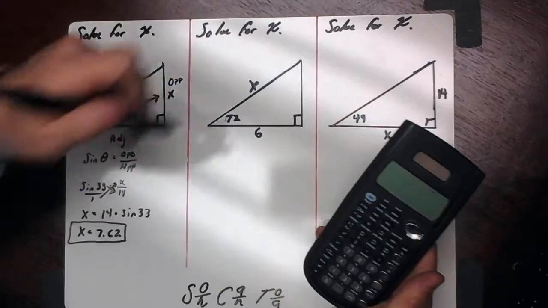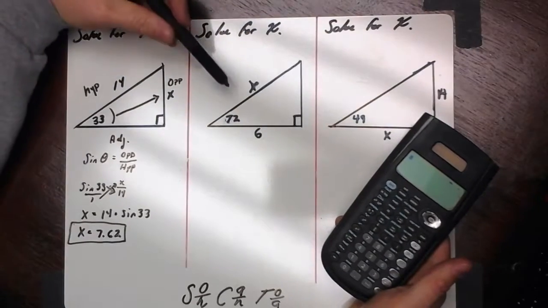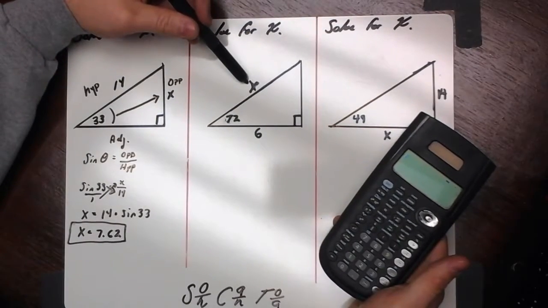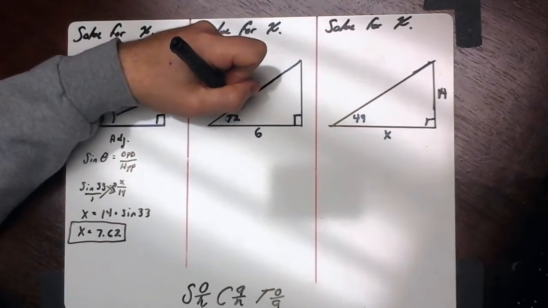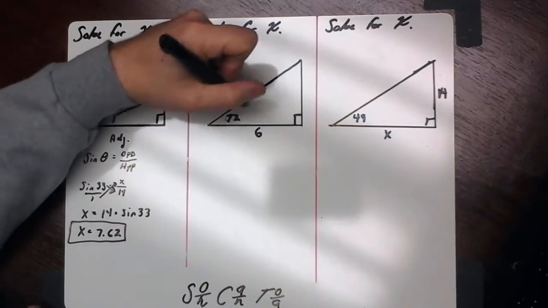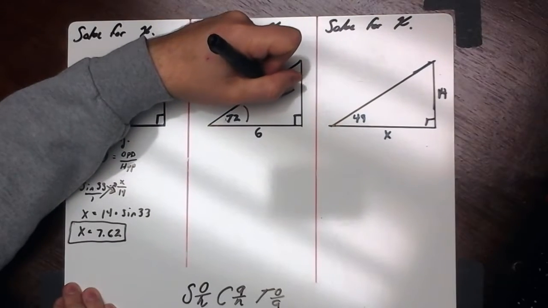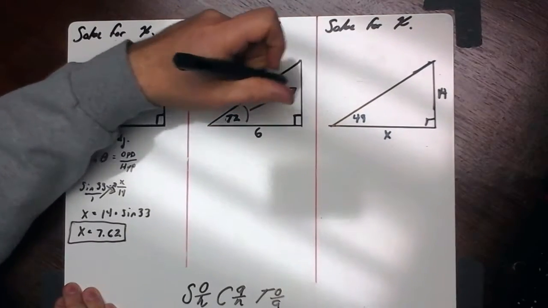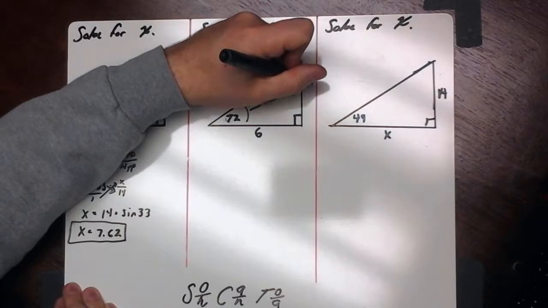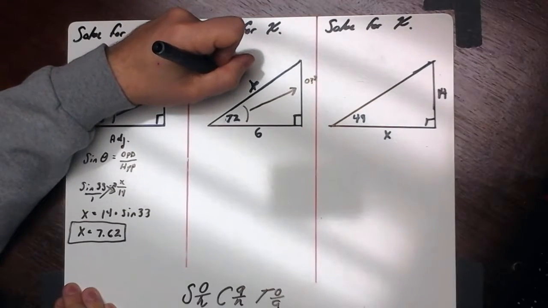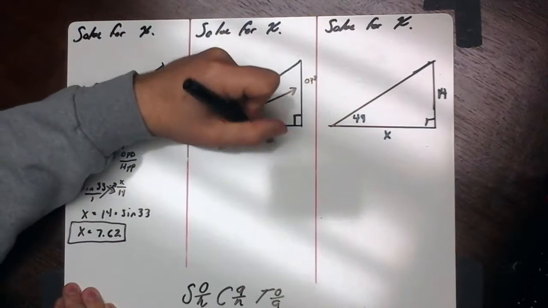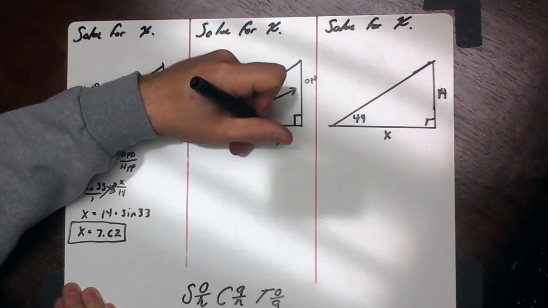Next, I need to find the hypotenuse this time, and I'm given this side. So let's label the triangle and see how that works out. Let me get the calculator out of the way. I'm going to draw an arrow straight out, and this is the opposite leg. Then this is the hypotenuse, and this is the adjacent leg.